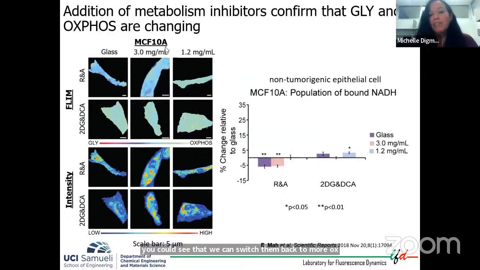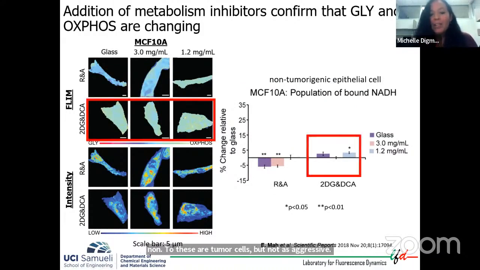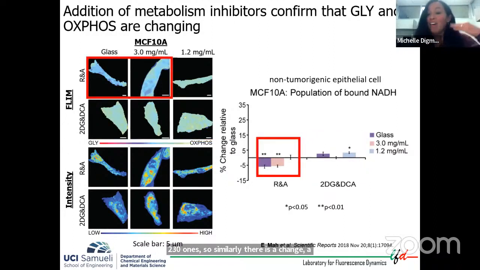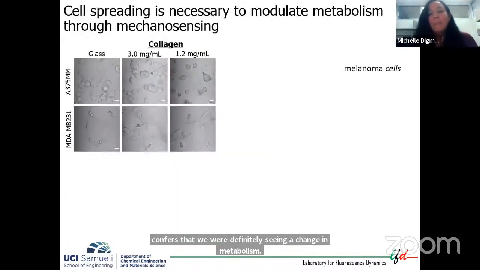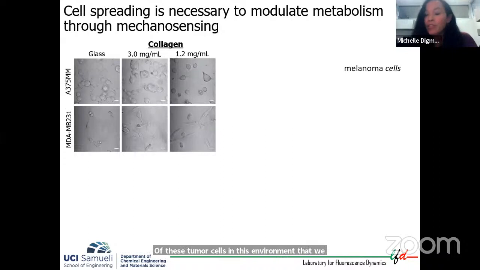Here's the data for these tumor cells, but not as aggressive. Their change is mild compared to the MB231s. So similarly, there is a change, a subtle change, and it's still significant, but it's not as much of a change. This confirmed that we were definitely seeing a change in metabolism of these tumor cells in this environment that we added. So the question was, are there other cells that are fine-tuning their metabolism?